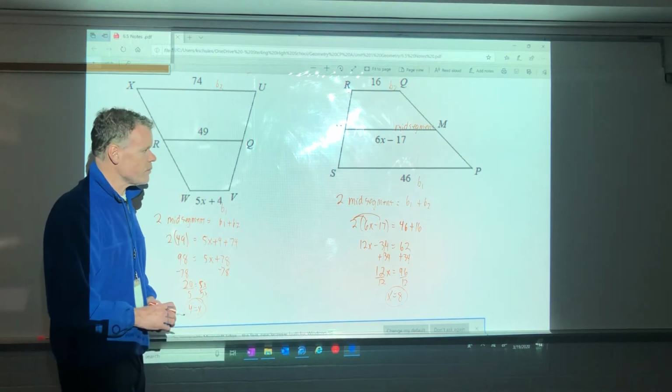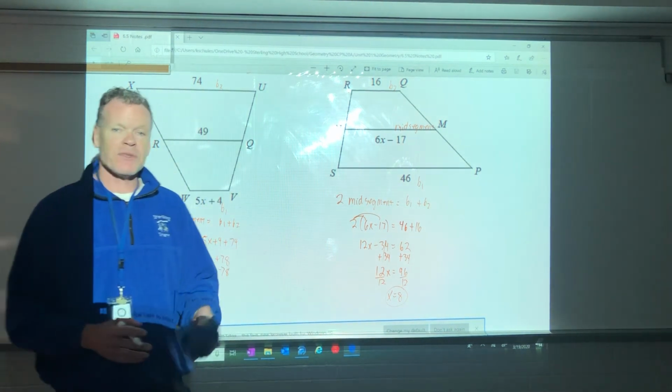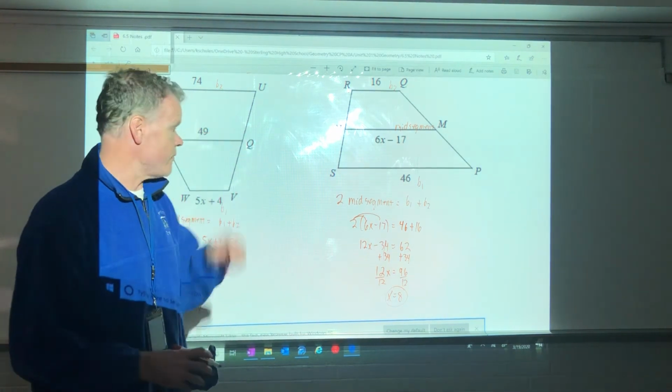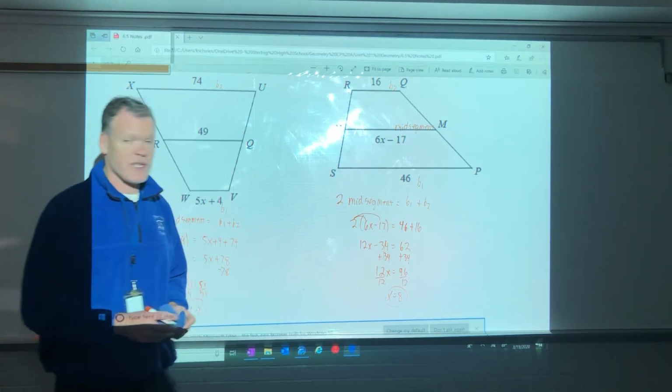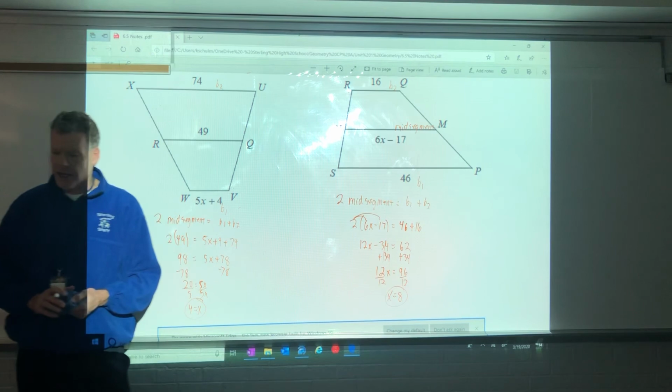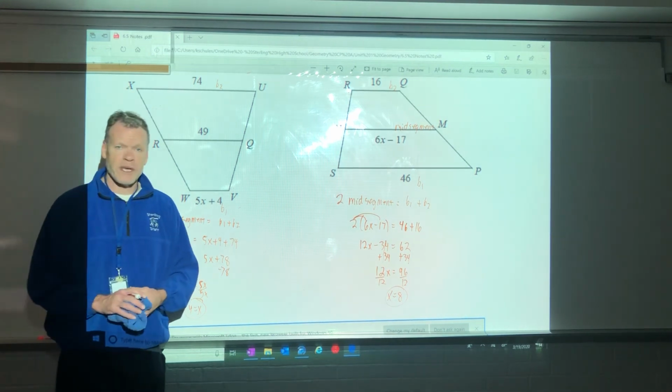So when you have time, when you get a test, or even on the worksheet you're doing, double check your work, fill it back in. So that's it. Basically, trapezoids are what we covered on this.